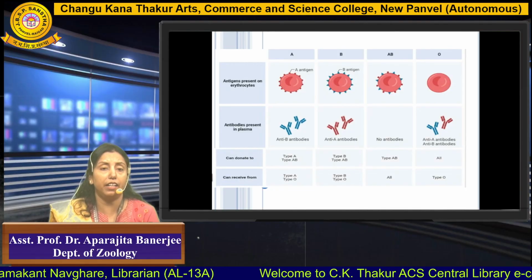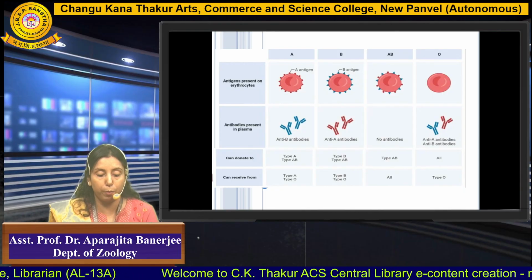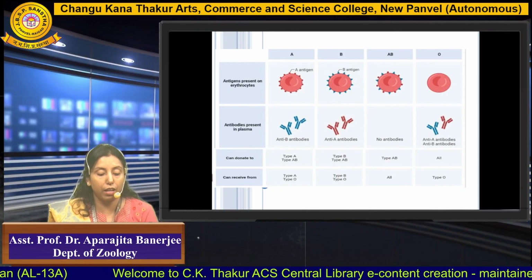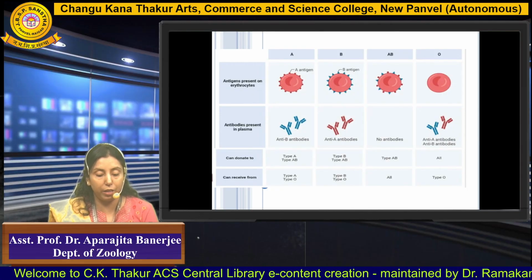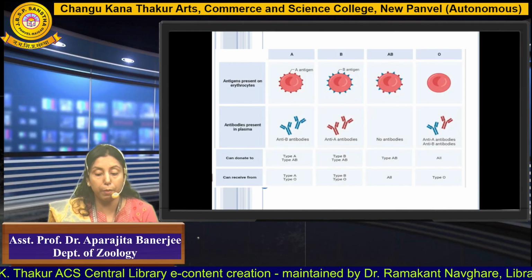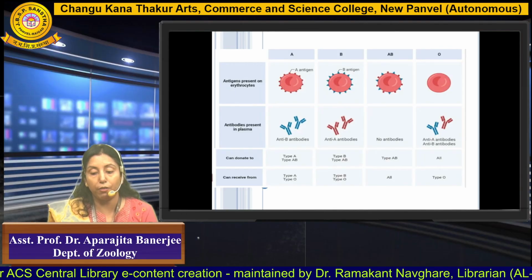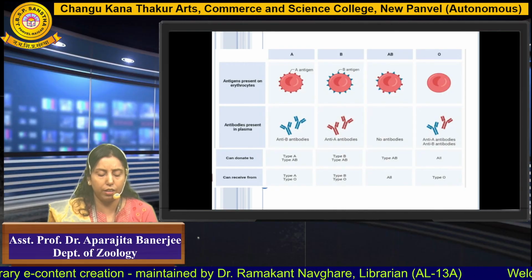So how is it related to blood transfusion? What happens is, when a person has blood group A, that person can donate to type A and type AB. When a person has blood group B, then the person can donate to type B and type AB. A person with AB blood group can donate to type AB, whereas a person with O blood group can donate to every other individual, right?